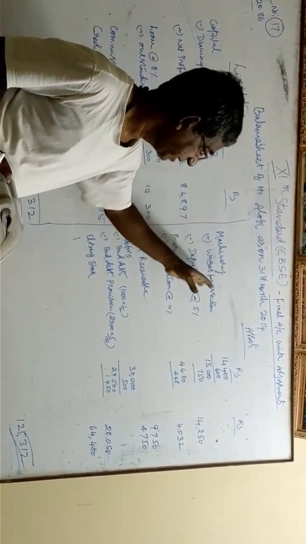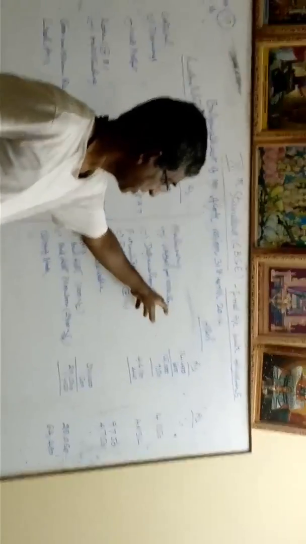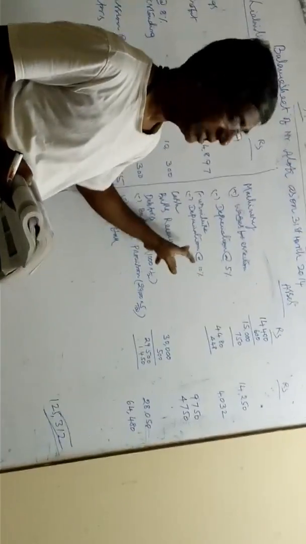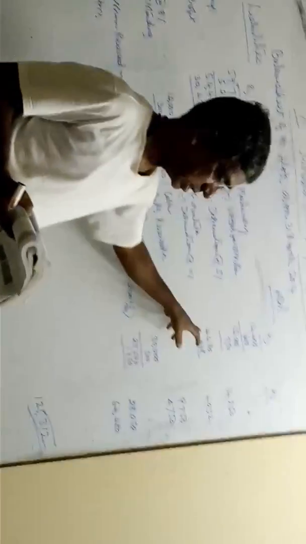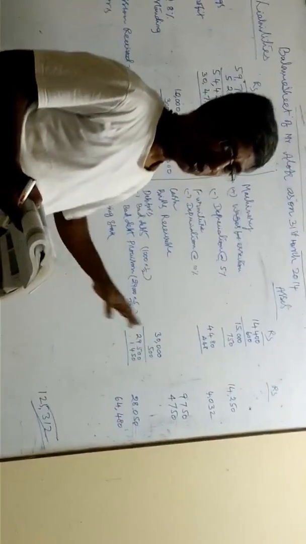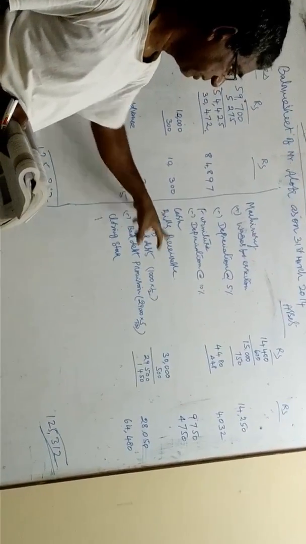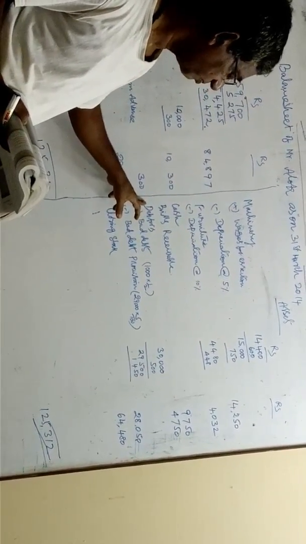Here you have machinery. Wages for erection of machinery are added along with the machinery cost. Then depreciation is subtracted, and the net amount is put in the outer column. Then furniture minus depreciation, the balance is the net amount in the outer column. Here cash, bills receivable, we have taken, and debtors.